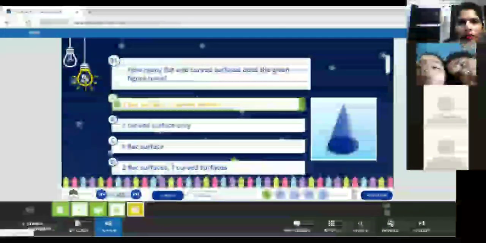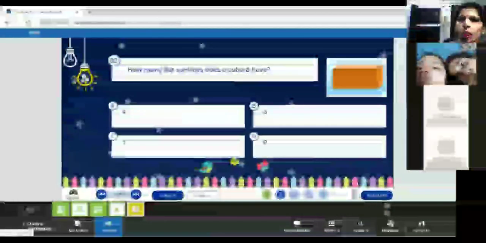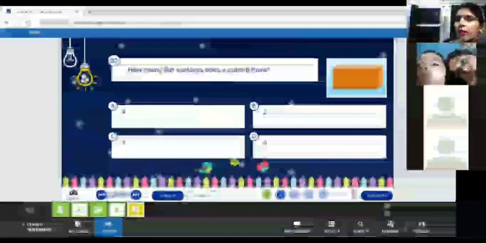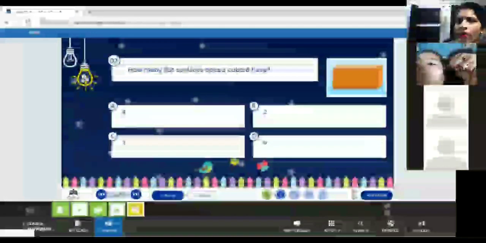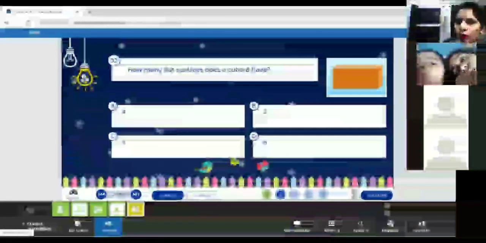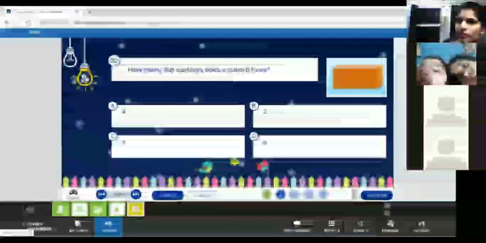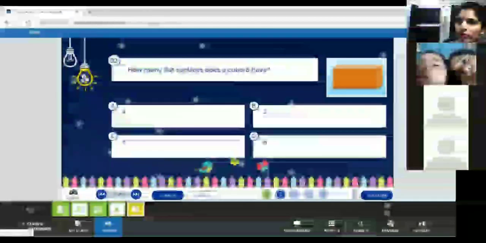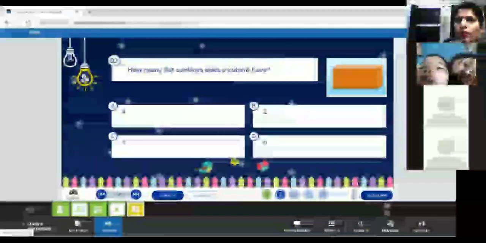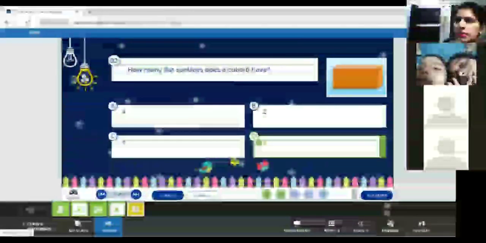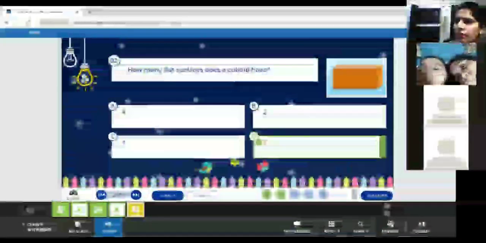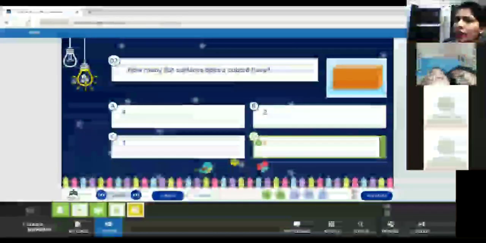Coming to the next question. How many flat surfaces does a cuboid have? 4, 2, 1 or 6? So it has got 6 flat surfaces which are rectangular in shape.